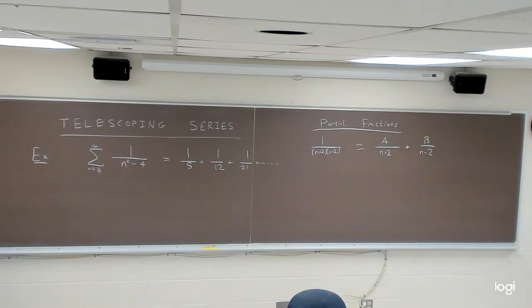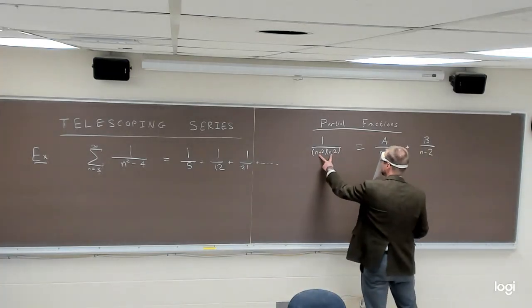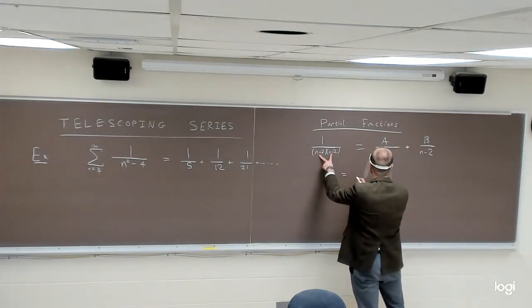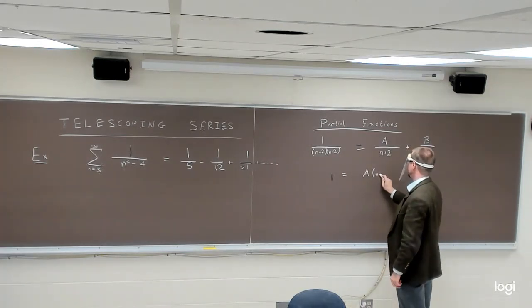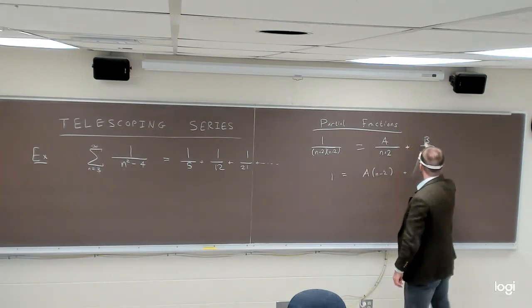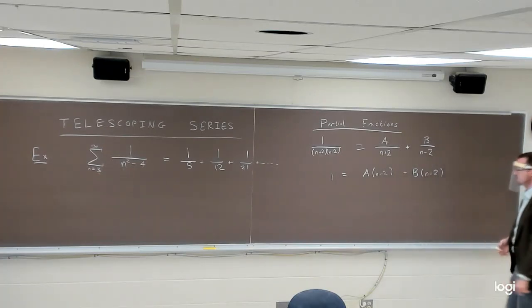So we just need to find those coefficients, same as in week 4 or whatever it was. So we multiply by this to clear denominators. Here, n plus 2 over n plus 2 cancels. I have a times n minus 2. And here, the n minus 2's cancel. I have b times n plus 2.